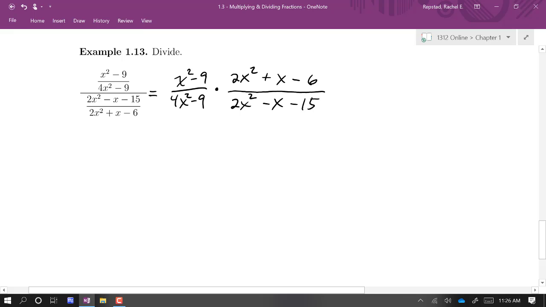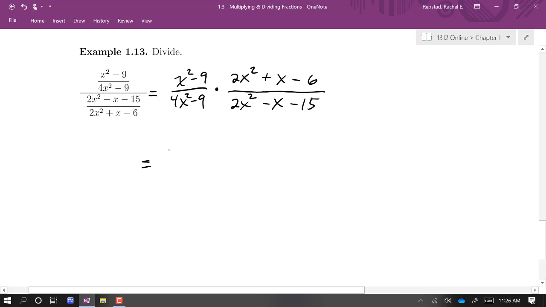I have not spent a lot of time saying this yet, but I hope we all understand that we cannot cancel over addition. So in other words, the 2x squareds there do not cancel, because those are not factors, they're terms that are being added or subtracted. They're not factors that are being multiplied. That's why we always start these problems after they're written as a product. Always start them by factoring everything.